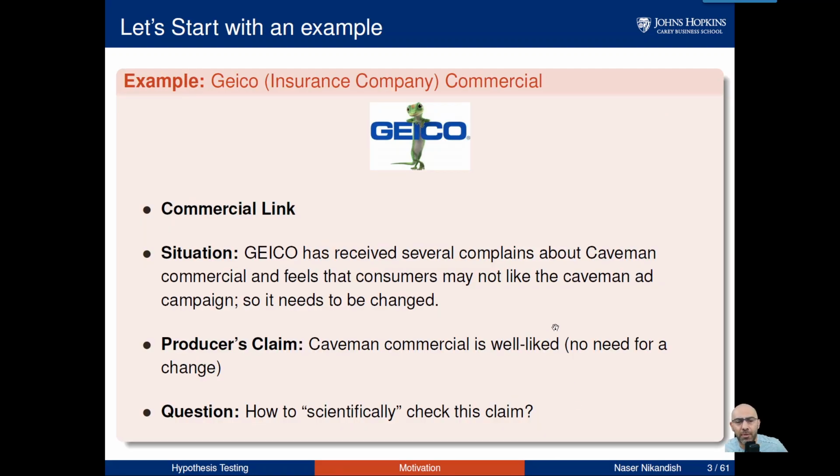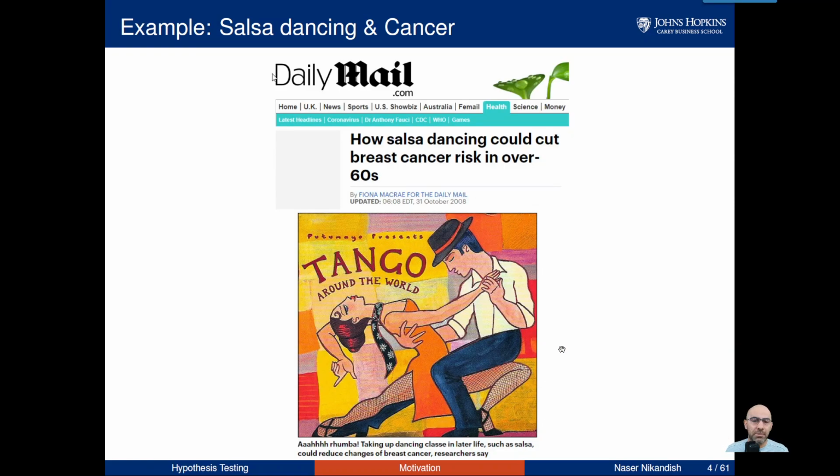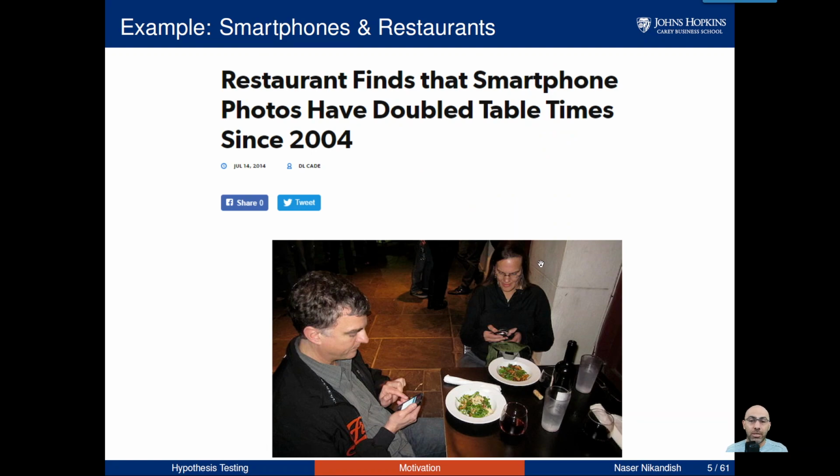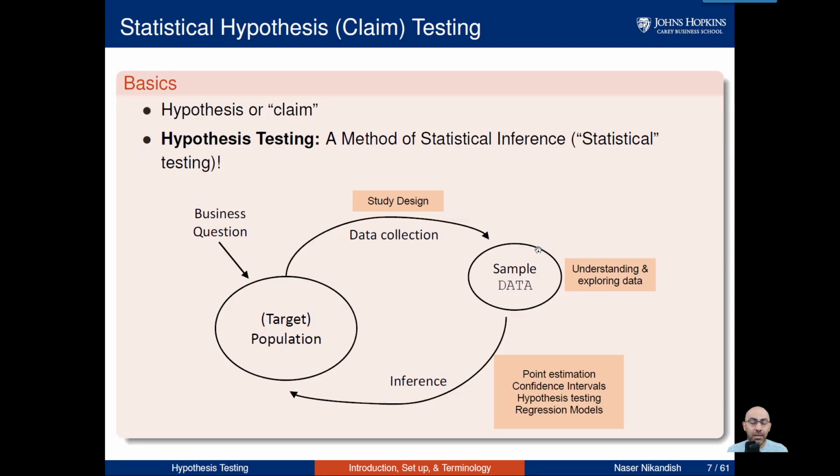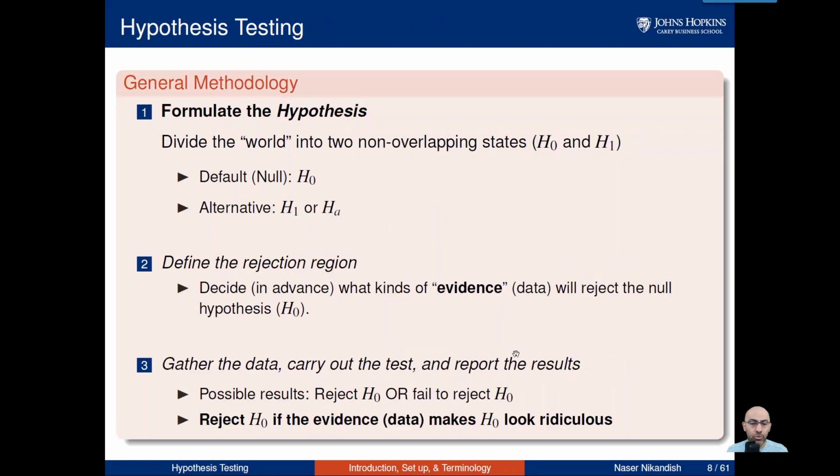A few examples. Because this one is a little bit elaborate, I'm going to skip it, but there are claims like this: salsa dancing could cut breast cancer risk in people over 60. So it's a claim. Here's another claim: restaurants find that smartphones have doubled table time since 2004. Here's another one: if you give people one extra day off, it is going to improve their productivity. These are all claims that we often test with hypothesis testing. All right, now let's see how that is going to work.